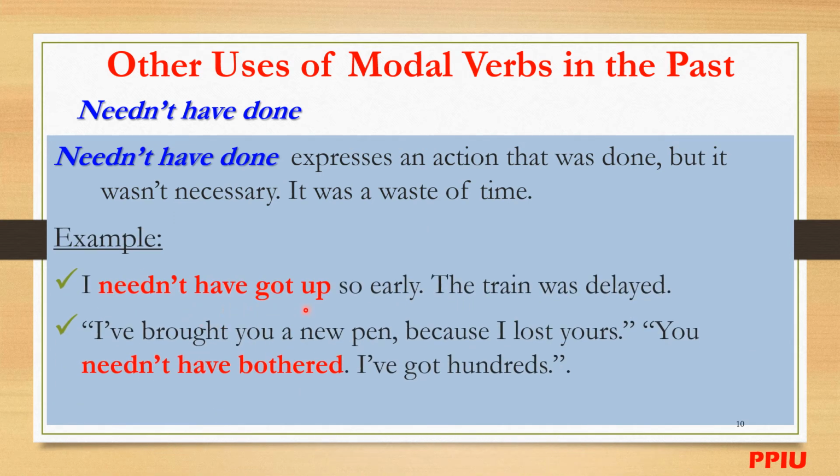You can see this example. I needn't have got up so early. The train was delayed. It is fine. You may need to get up early, but it's not really necessary since the train was delayed, maybe to 9 or even 10 o'clock in the morning. No need to get up so early, all right? The second example: I brought you a new pen because I lost yours. You needn't have bothered. I've got hundreds. So that one pen is not important here. So needn't have done is used to express an action that was done, but it was not necessary. It was a waste of time. All right.